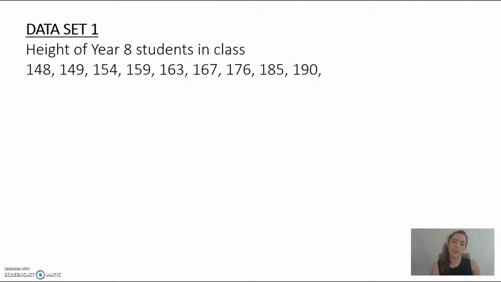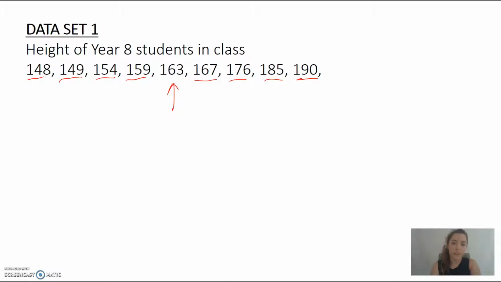Here's our first data set that we're going to look at. These numbers are heights of Year 8 students in a class, and we can see that they are in order from smallest to biggest, the smallest being 148 and the largest being 190. What we're trying to do is find the middle number. There's a couple of ways that we can go about this. A simple way, but it can be timely, is to simply divide on either side. So we say 1, 1, 1, 1, 1, 1, 1, 1, until there's one number left in the middle, and that number is 163.